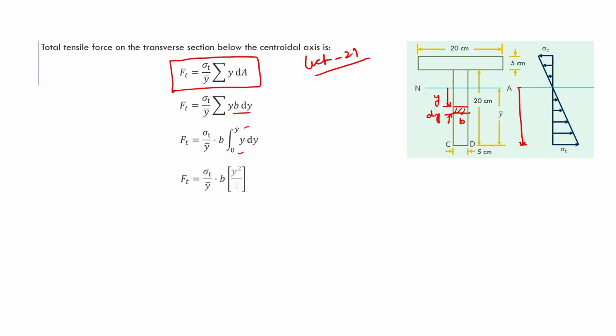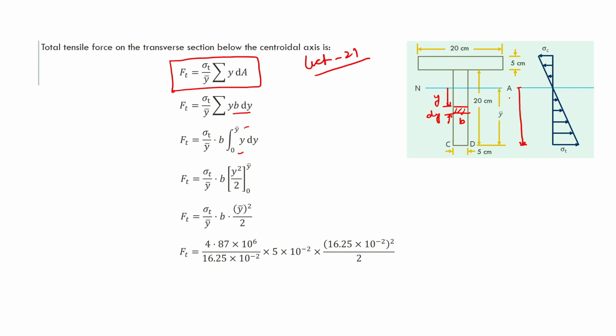So now further simplifying it, this is sigma t by y bar dot b, y square by 2, 0 to y bar, because integration of y is y square by 2. And finally we are getting that tensile force equal to sigma t by y bar dot b dot y bar square by 2. Now putting the values here, we will get 4.87 into 10 to the power 6. The sigma t, this is the maximum tensile force on the beam that is at the extreme fiber CD. So this is 4.87 into 10 to the power 6 Newton per meter square by y bar.